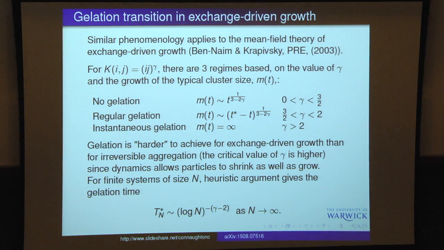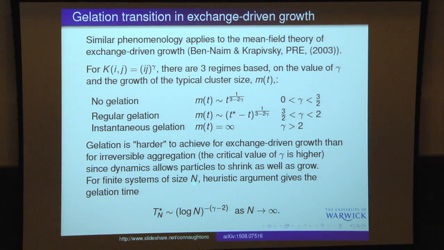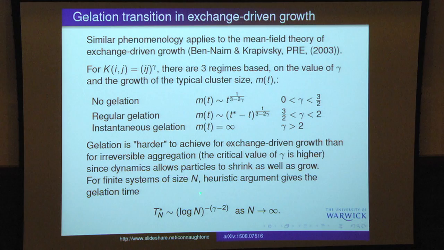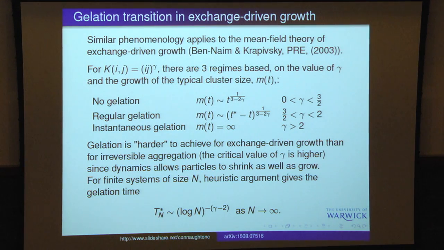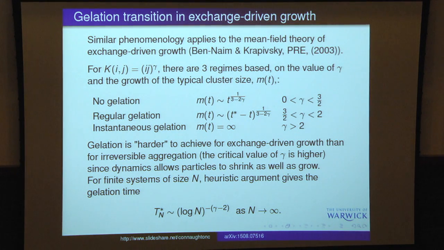What Ellie and Paul showed, with a heuristic argument, is that if you take a finite system of size n, this will again regularize the gelation time, and the regularized gelation time decreases as you make n bigger, as an inverse power of the log, gamma minus 2 being the exponent. So for gamma greater than 2, that's a negative power. And so the gel time formally is going to go to 0 in the limit as n goes to infinity, but it goes there very slowly.